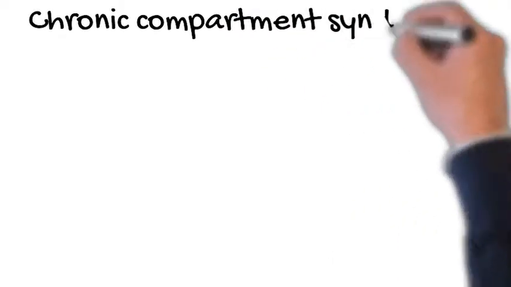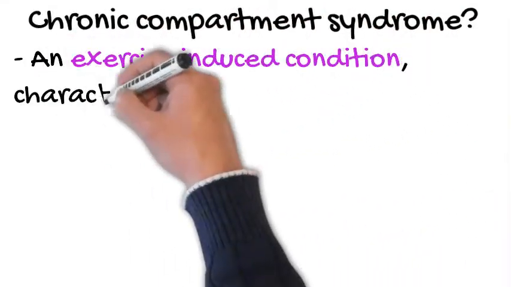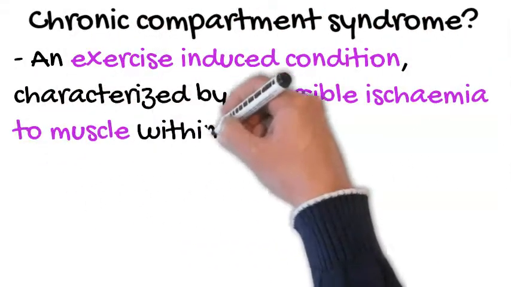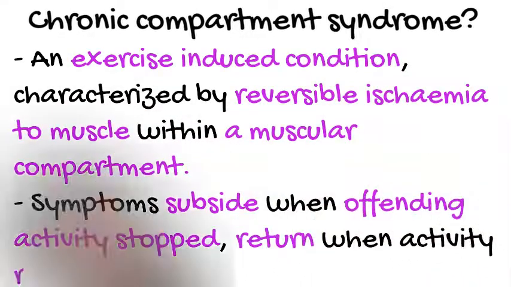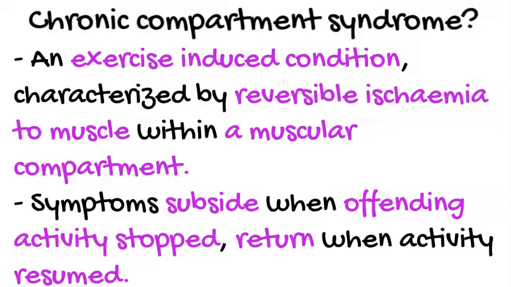What is chronic compartment syndrome? It is an exercise-induced condition characterized by reversible ischemia to muscle within a muscular compartment. Symptoms subside when the offending activity is stopped, but return when the activity is resumed.